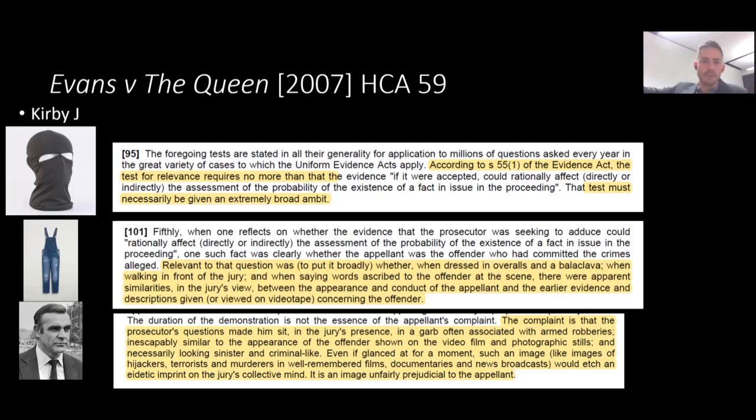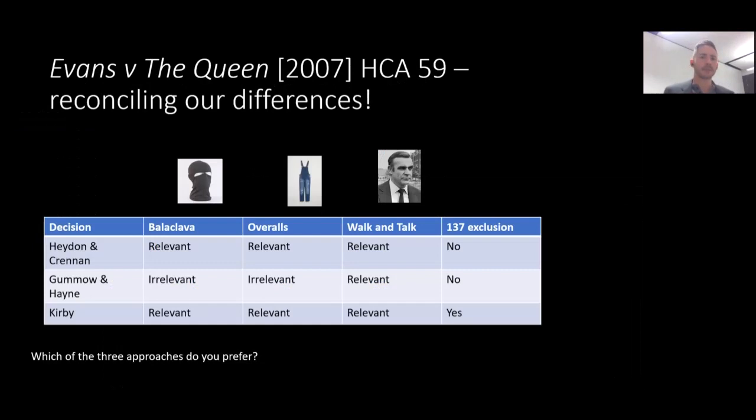From the final paragraph: even if glanced at for a moment, such an image, like images of hijackers, terrorists, murderers in well-remembered films, documentaries, and news broadcasts, would etch an eidetic imprint on the jury's collective mind. It is an image unfairly prejudicial to the appellant. I find that convincing.